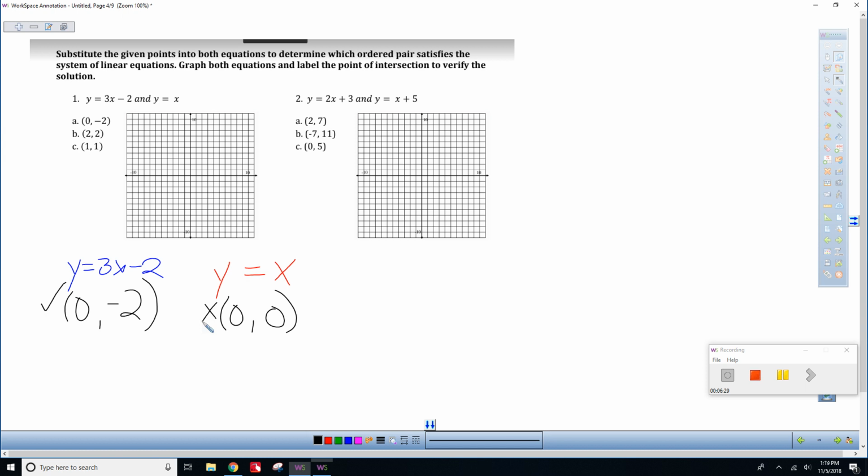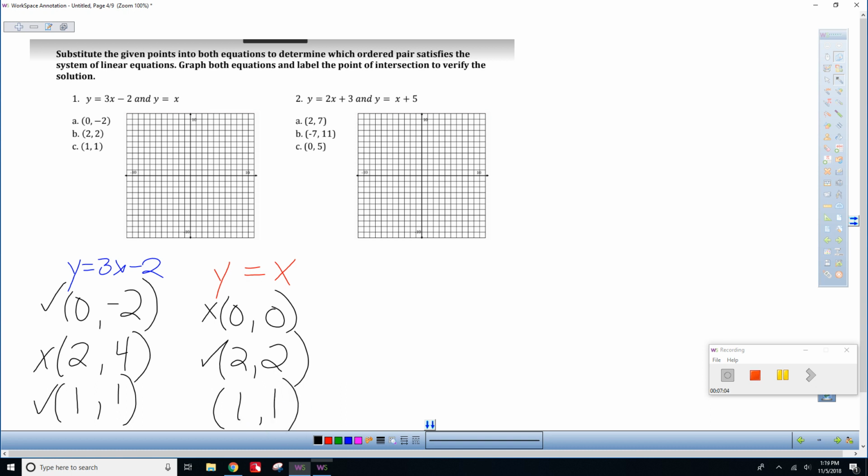Okay? If I put in a 2, I get 3 times 2 is 6. 6 minus 2 is 4. That does not work. If I put in a 2 for this, I get a 2 for that, and that does work. Let's see if we can find one that works for both. If I put in a 1, 3 times 1 is 3. 3 minus 2 is 1. It works for this one. Put in a 1 for x, I get a 1 for y.